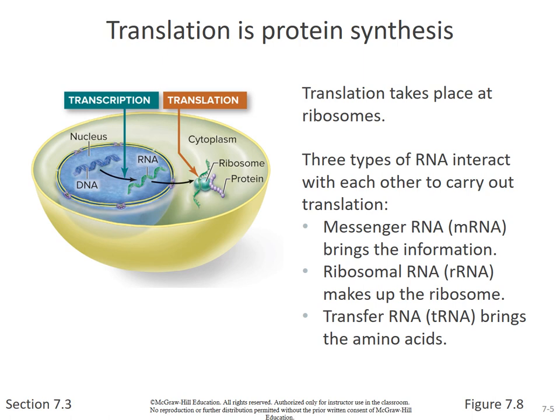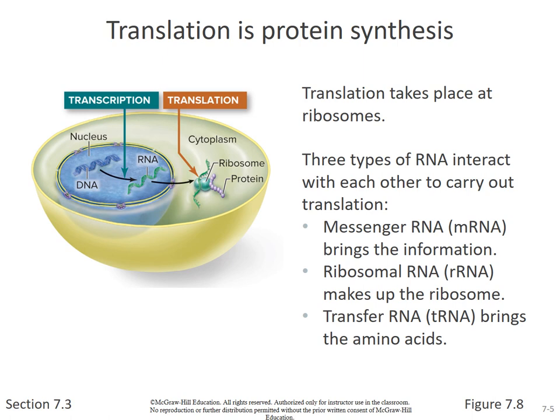They could be free-floating ribosomes in the cytoplasm. They could be attached to the rough endoplasmic reticulum. Both of these sets of ribosomes will be able to make proteins from translation.